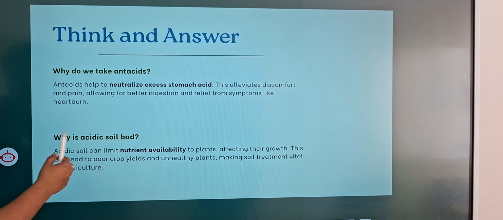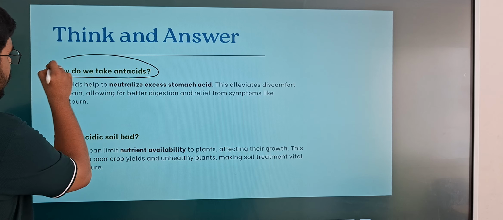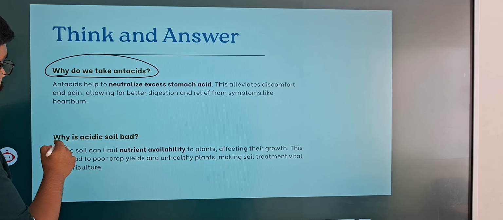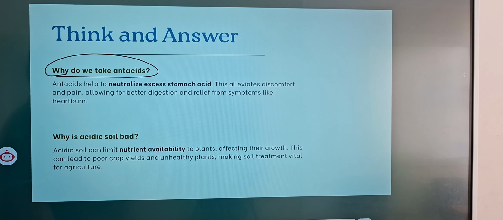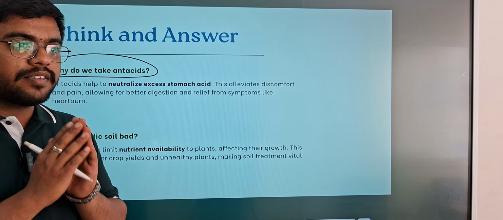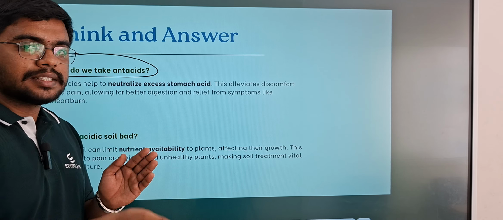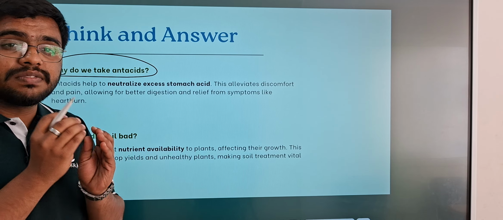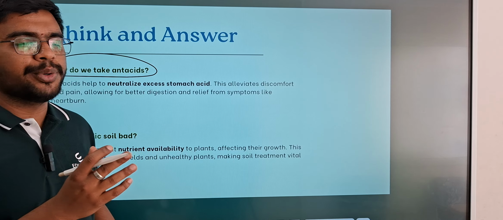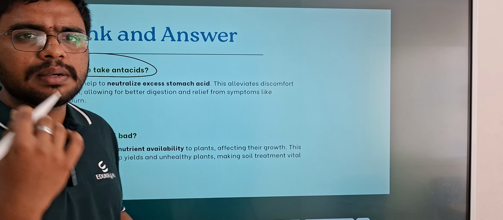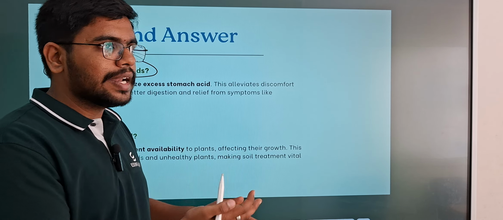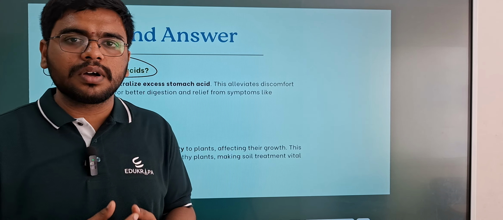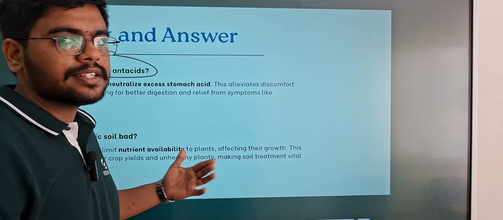So these are some questions. Why do we take antacid? I already explained it to you. Next, why is acidic soil bad? Why is it bad in some cases? I already explained. If there is some excess acidity in the soil, the plants will burn. You will see some mutation, some changes in the plants, which is not desirable to you, and you cannot sell it or use it for your requirement. That's why acidic soil is bad.